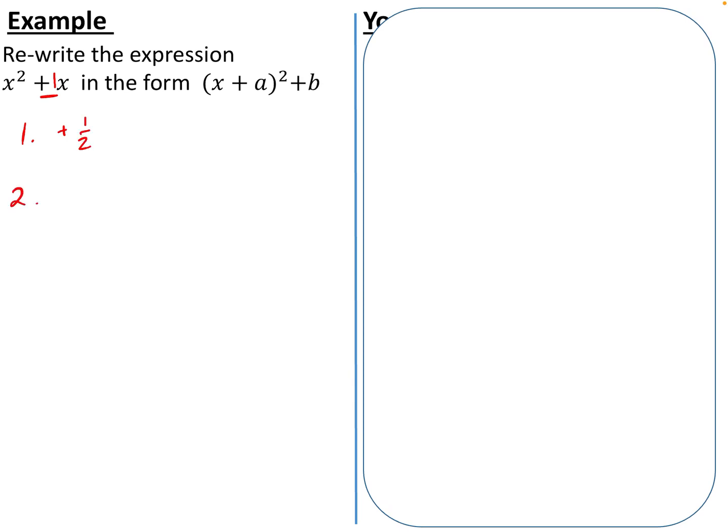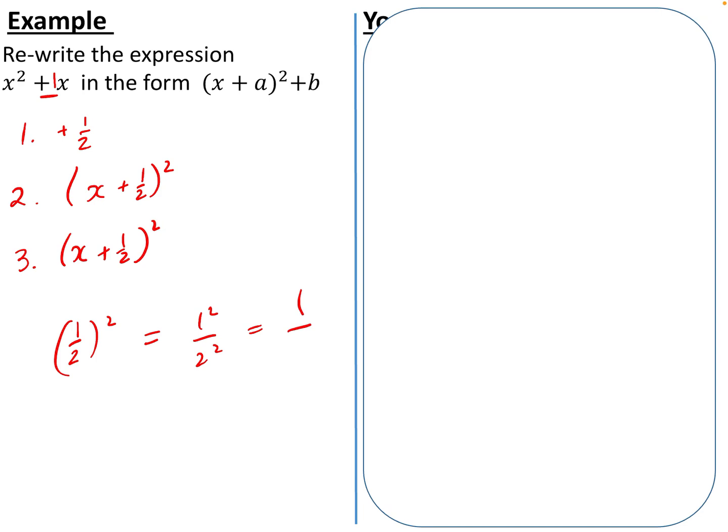Step 2 is to write it into the brackets with that squared on the end. Step 3 is to subtract this number squared. The reason I write it as a fraction is because a half squared is just 1 squared over 2 squared, which is 1 over 4. That is a much quicker thing to do than trying to, for example, do 0.5 squared.